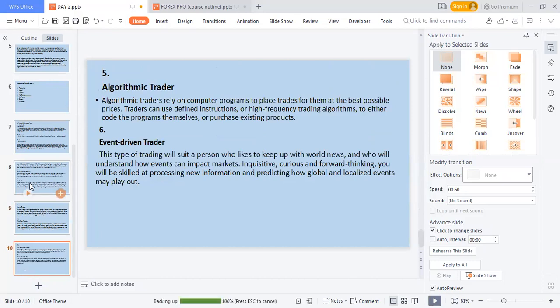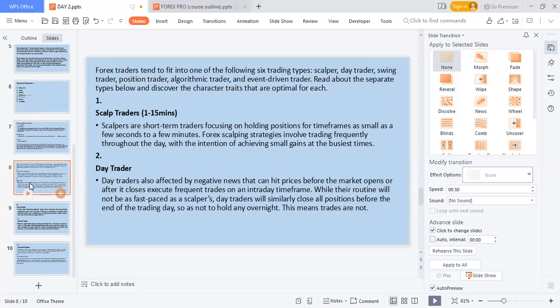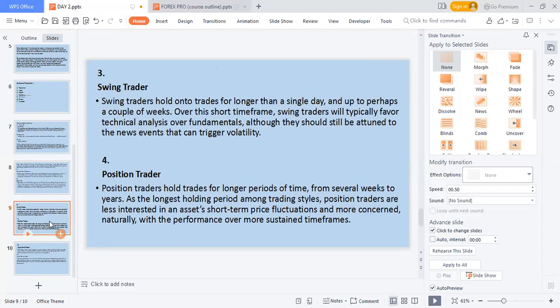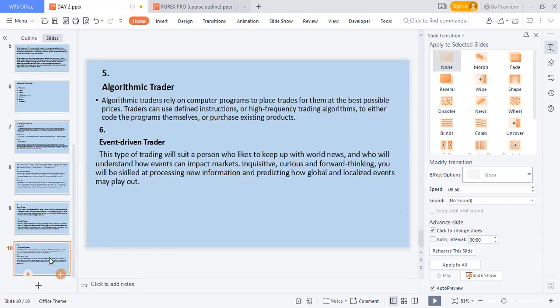Now, a scalp trader is somebody who trades for very short periods, from a few seconds to a few minutes. Scalp traders are also day traders. Swing traders are traders that trade a swing in the market, and they can have a couple of trades. Position traders are traders that trade for a long period of time. Algorithmic traders are traders that trade with robots. Are you with me? Sorry, they are traders that design robots. Event-driven traders are traders that focus on fundamentals.